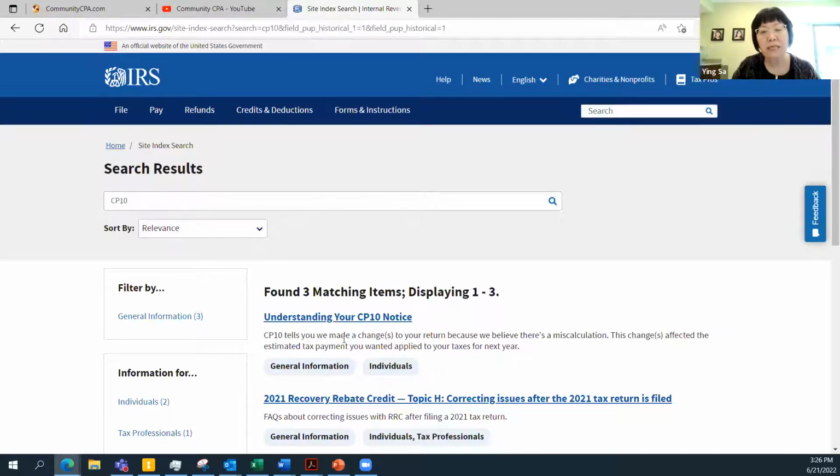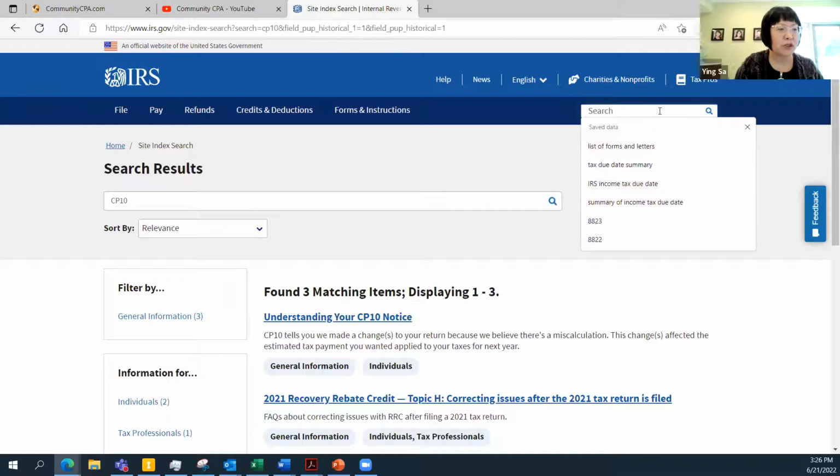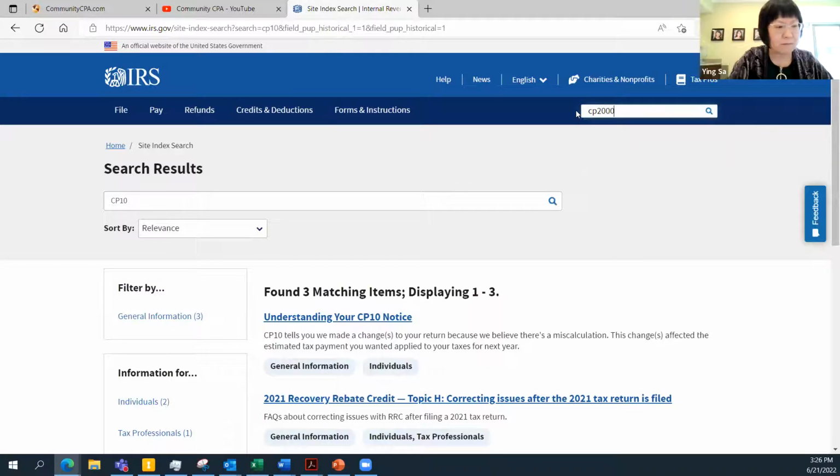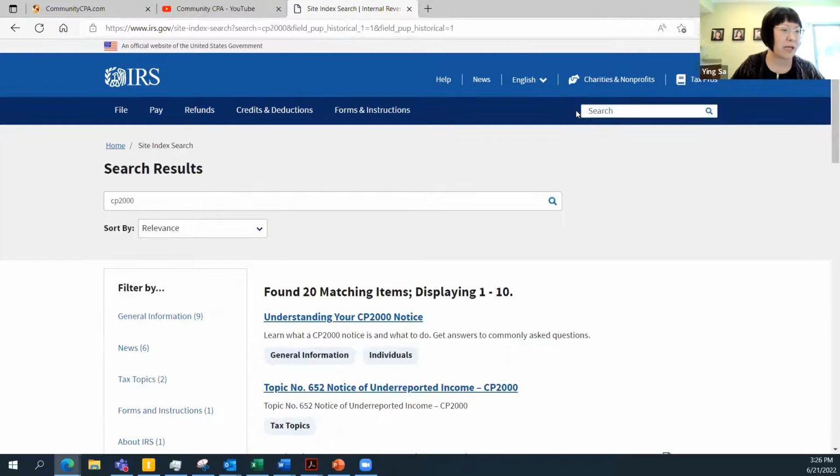So these are informative letters. Otherwise, how can your tax preparer do your tax right? Correct? So this is a place you come to at the IRS. You can definitely come in and search on the form, and that will give you the right answer. So if I do CP2000, I don't know what CP2000 is, and it will tell you, understanding your CP2000 notice. So this is your tool, folks.